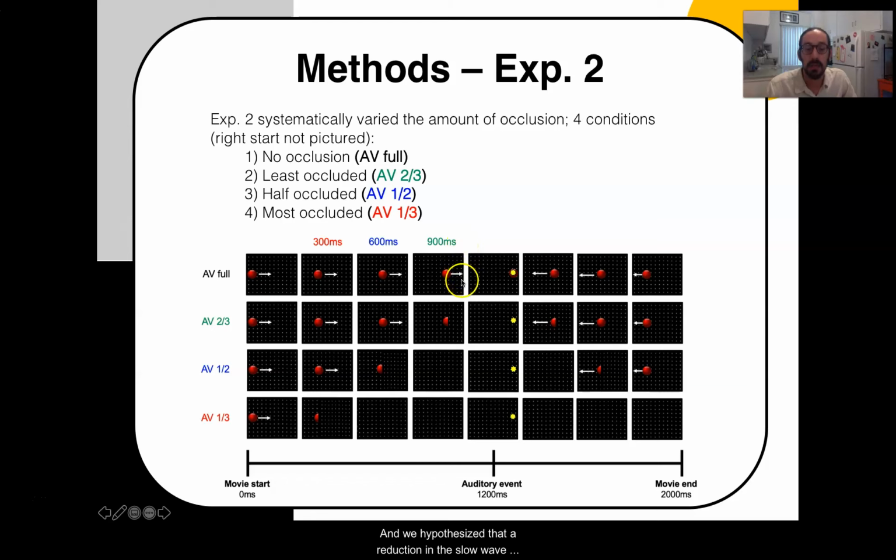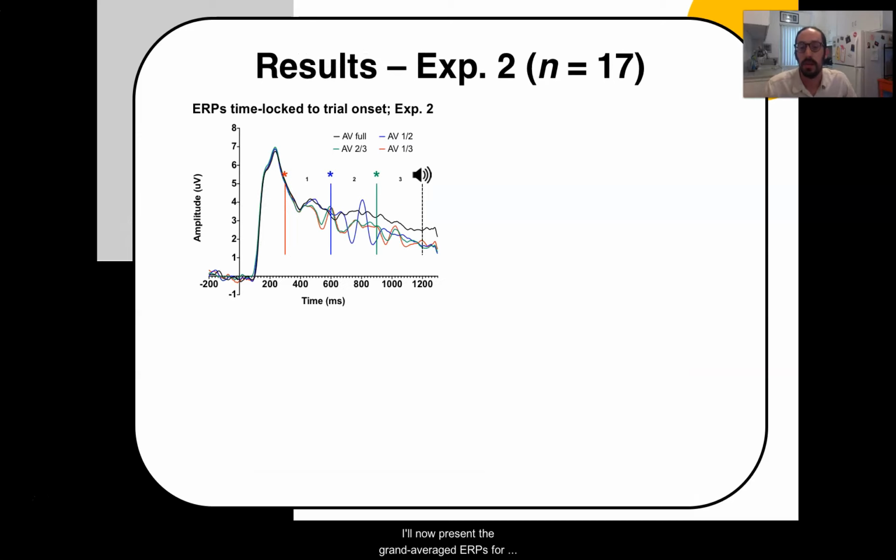We hypothesized that a reduction in the slow wave response would be seen here shortly after occlusion. For the most occluded condition, the ball started its occlusion at 300 milliseconds, and a reduction in the slow wave response should be seen at this early occlusion point. Importantly, each condition in this experiment contained a synchronous bounce sound. I'll now present the grand average ERPs for experiment 2 for 17 adults, and each color-coded star denotes when the visual object could start its occlusion for each condition, and we collected the mean amplitude slow wave response from each occlusion point with the hypothesis that a slow wave reduction should arise shortly after each condition's occlusion point.